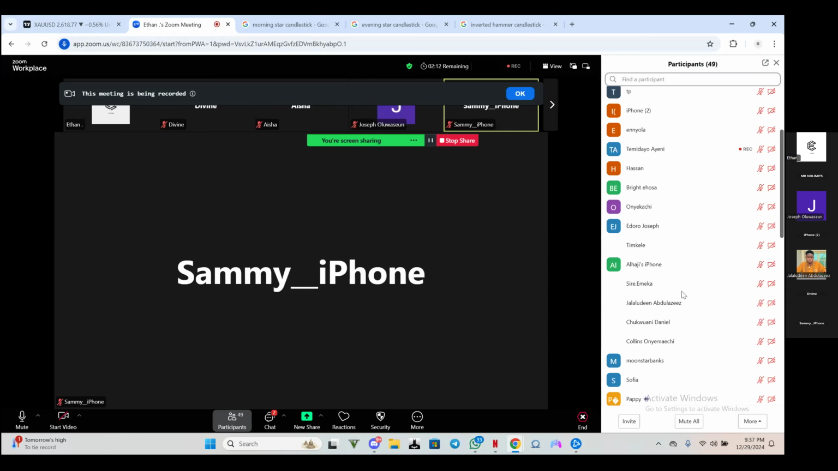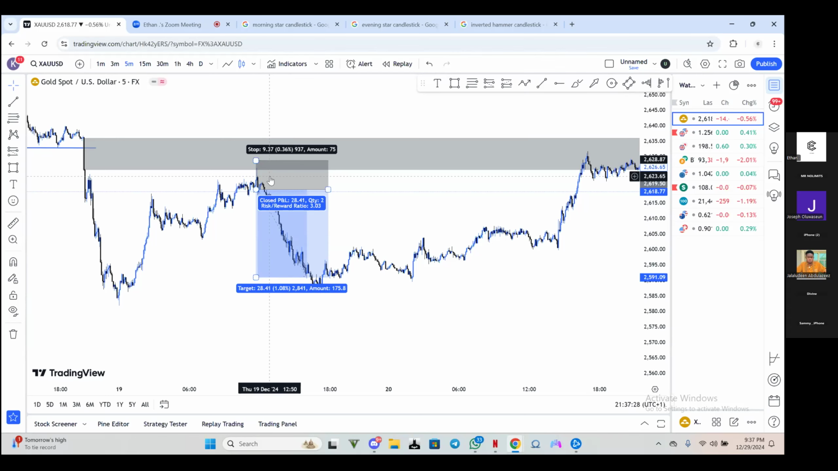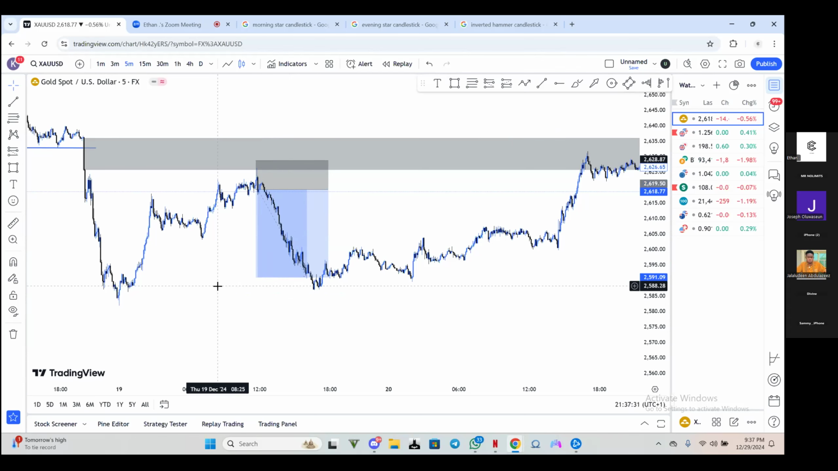So you're risking one to make two. But in my own cases, I always give at least a minimum of 1:3. That means I'm risking one to make three. So don't forget, you look for your evening star on your supply zone or fair value gap, and your morning star on your demand zone or fair value gap. Do you guys understand what I just explained?